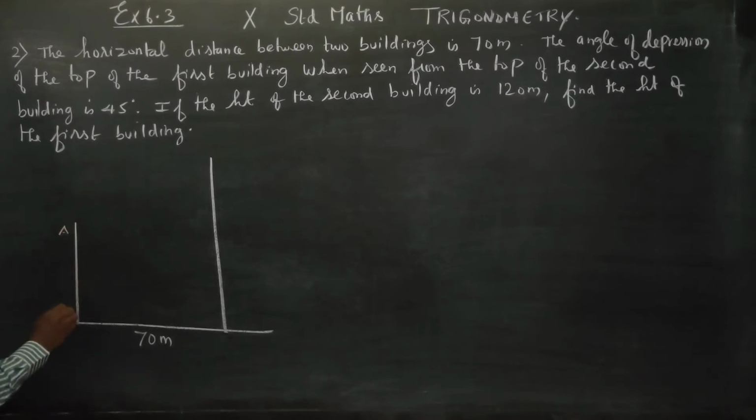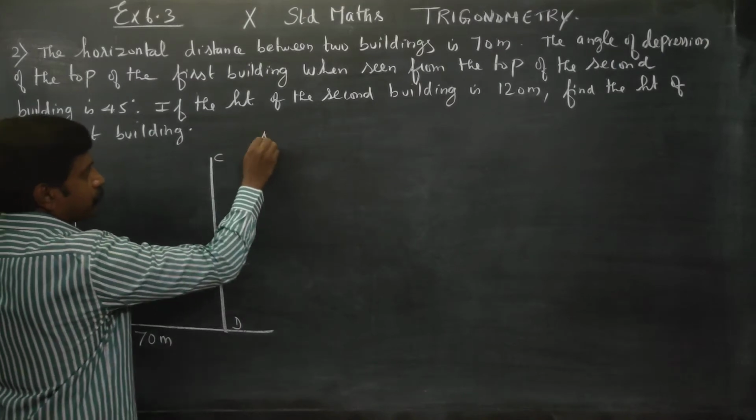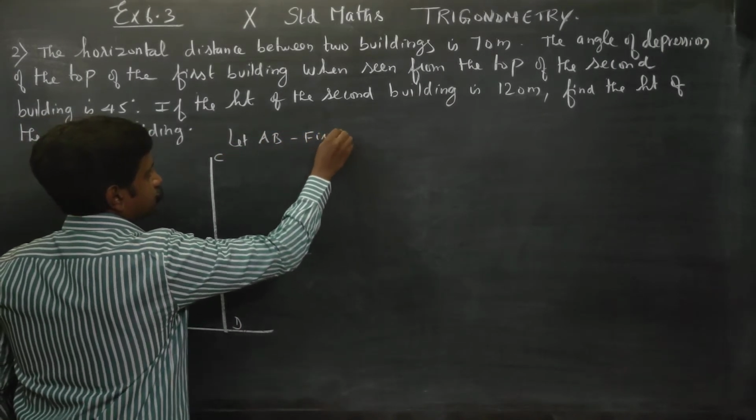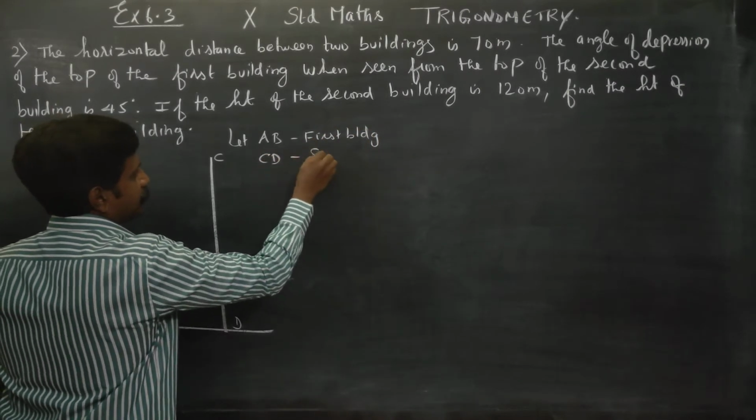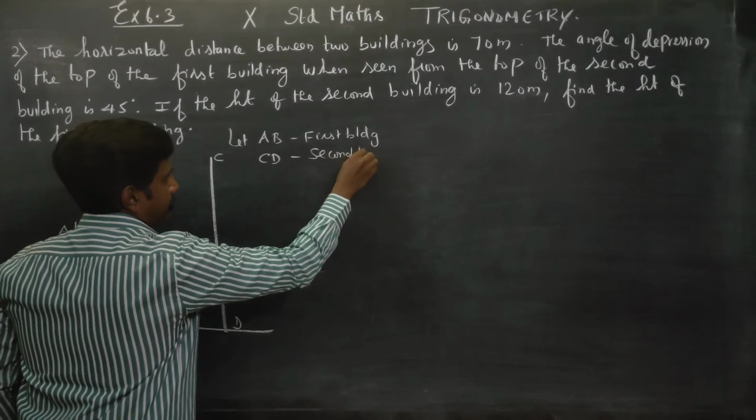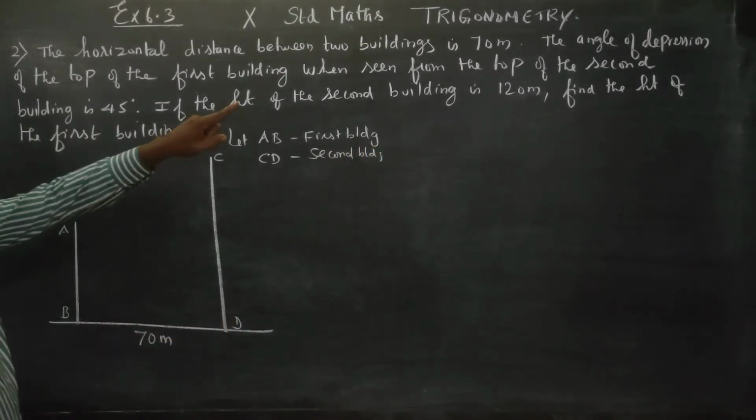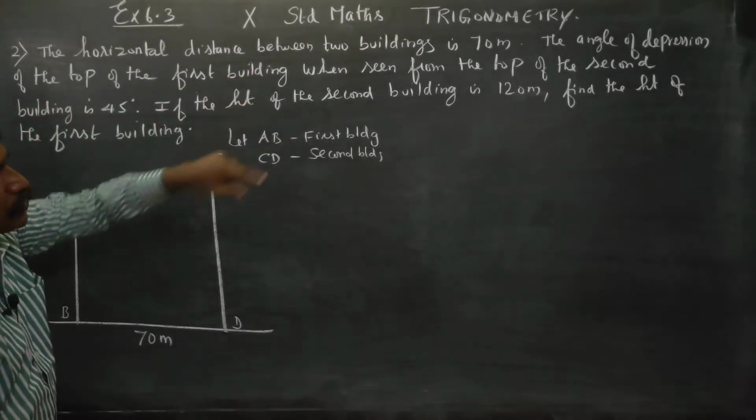Let AB be the first building. Let CD be the second building. And CD be the second building. The horizontal distance. The angle of depression of the top of the first building when seen from the top of the second building.